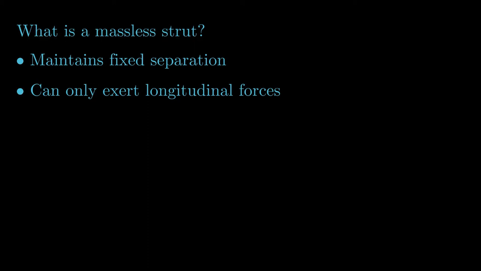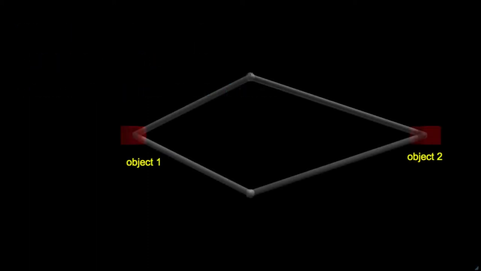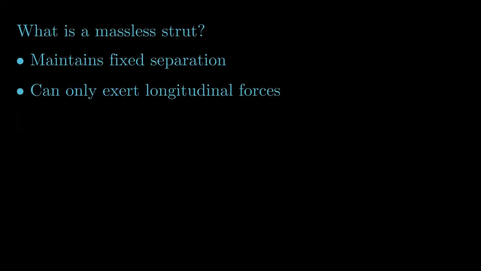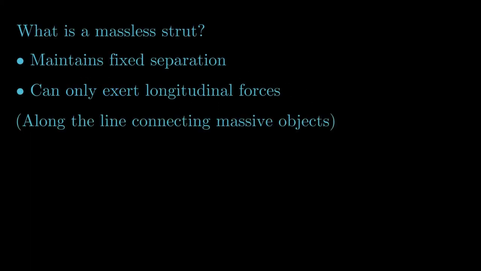For example, we could imagine an assembly of struts welded together like this, holding the two objects at a fixed separation. We can apply the same argument to show that the force exerted on object 1 must lie along the line connecting object 1 and object 2. So when I say that struts can only exert longitudinal forces, what I really mean is that the forces must lie along the line that connects the two objects.